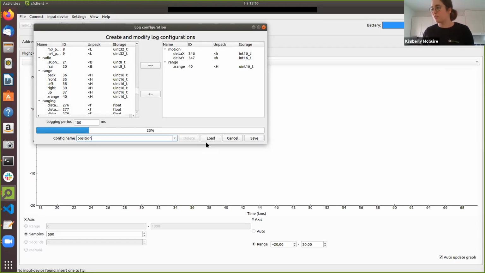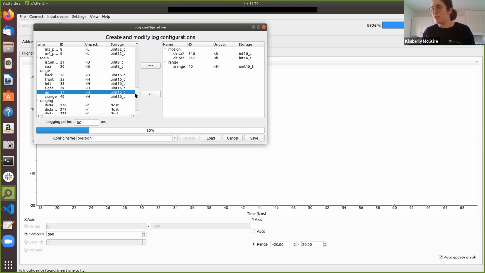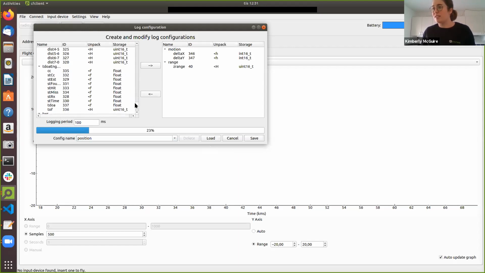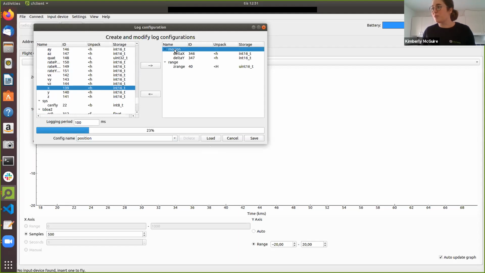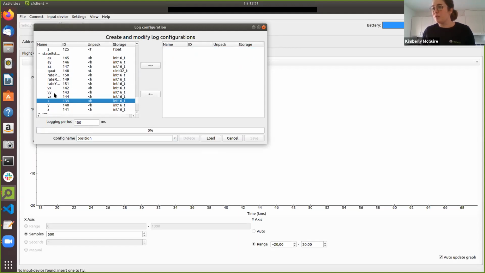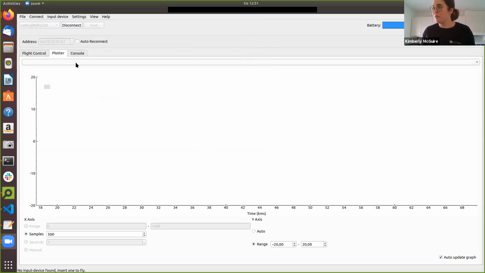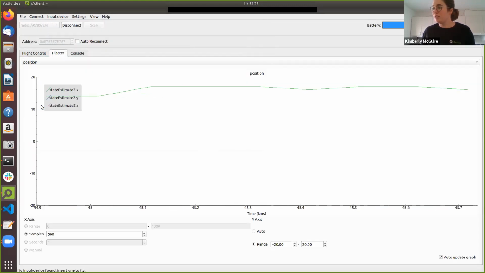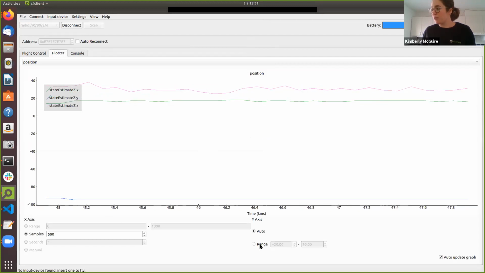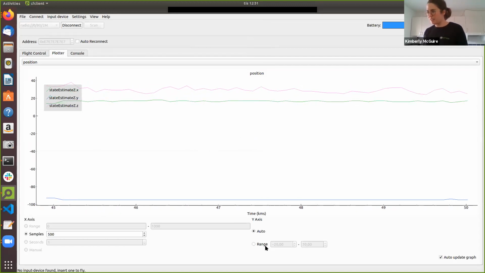So what does the position do? So then we try to find the state. So state estimates. So we'll just look at the position state estimates for now. All right, just save position. All right, let me just go back to auto so you can actually see everything.